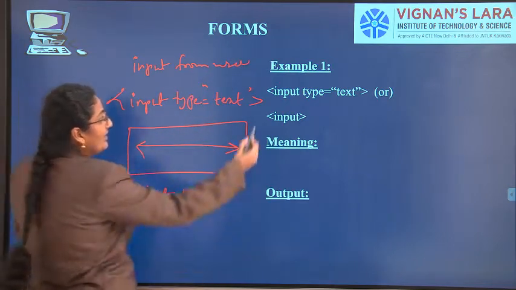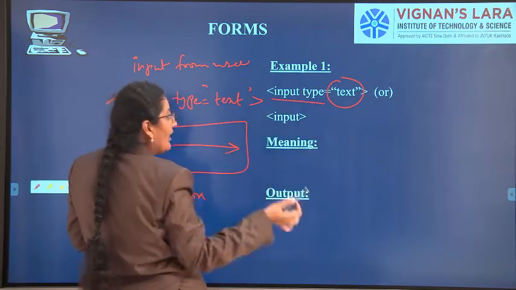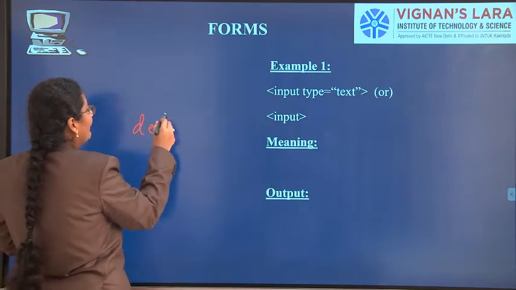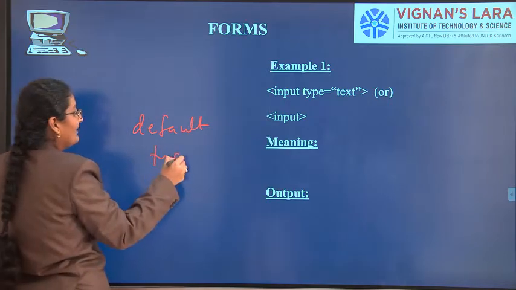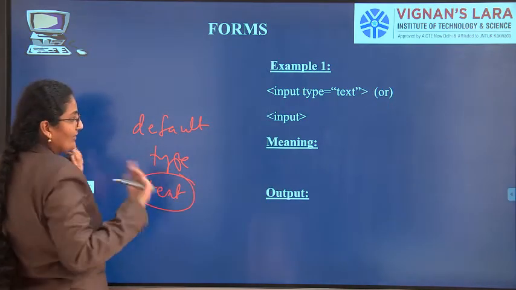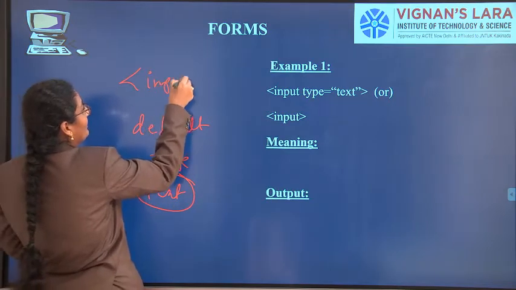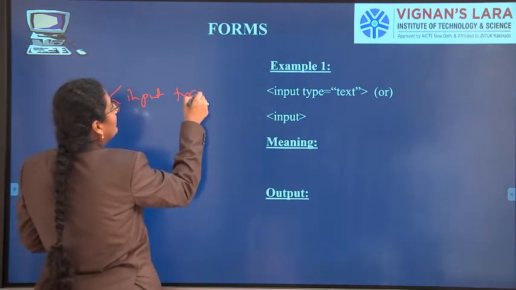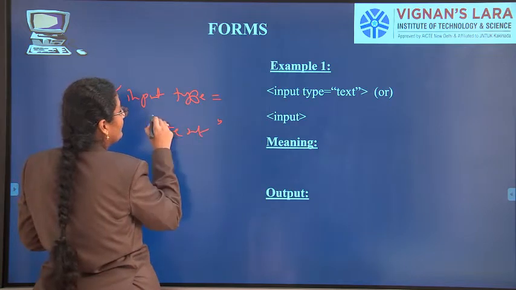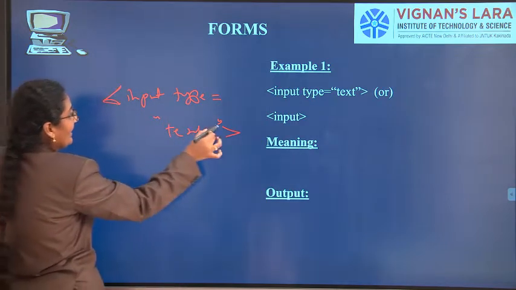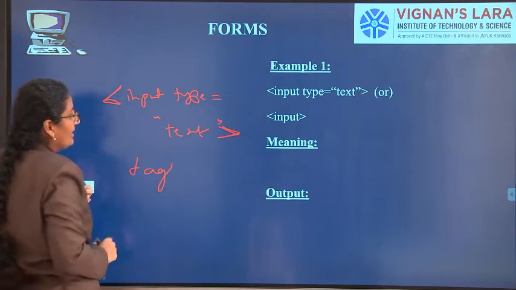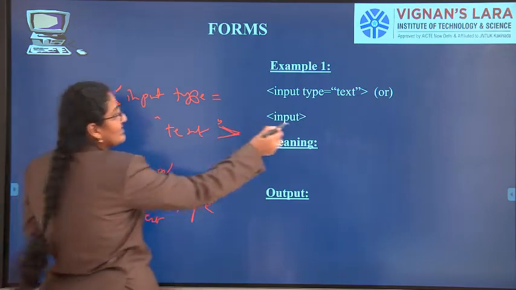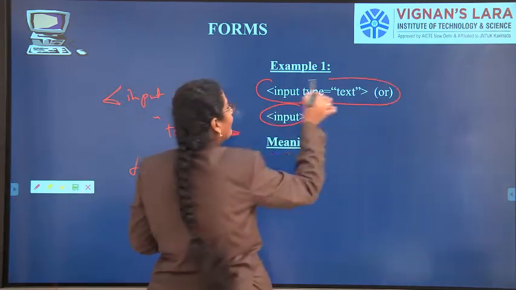So how can you generate it? You can declare input type text, or simply give input, because the default type is text. As our default type is only text, we can just give input. Or else we can also give input type equal to text in double quotations, and close the angular braces. Angular braces like this, we call a tag. So our attribute is type. The default value is text. So you can give simple input or input type equal to text also.